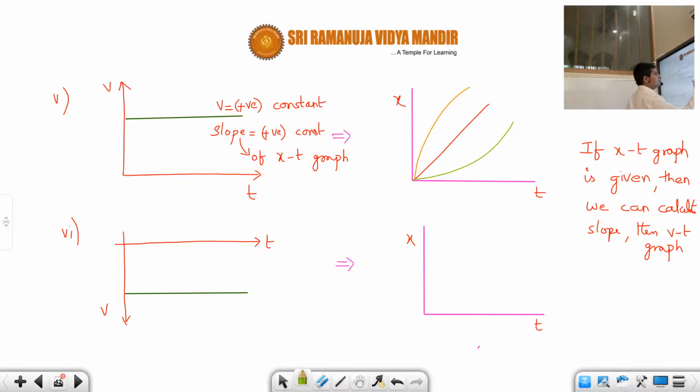If you calculate the slope, slope is acute only. Correct or not? Acute only. So that means positive is being taken care of. Slope is acute only. Correct or not? Okay. Slope is acute, so therefore it is positive only. Now slope should also remain constant.